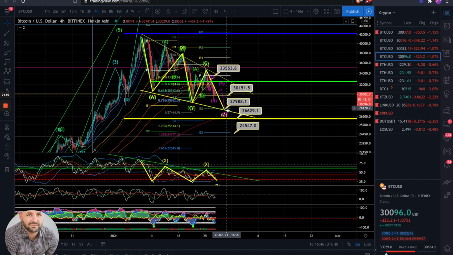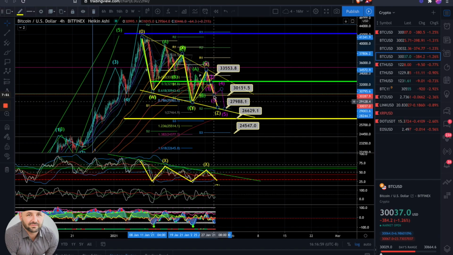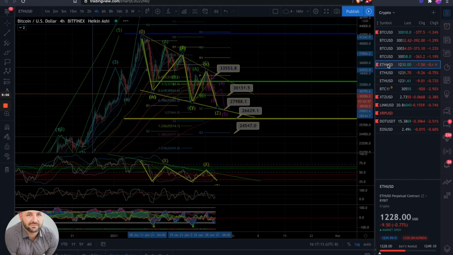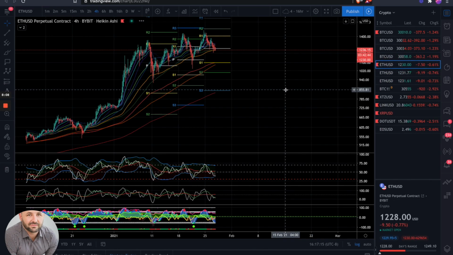But I am looking for a continuation to the downside. Really, I'm eyeing the 27.9 ballpark. That's my highest area of interest at the moment. We may even just get continuation with it right here and potentially call it done. But 27.988, 28K, might front run it, 28.2. That's a very high interest. So let's take a quick look at some ETH.